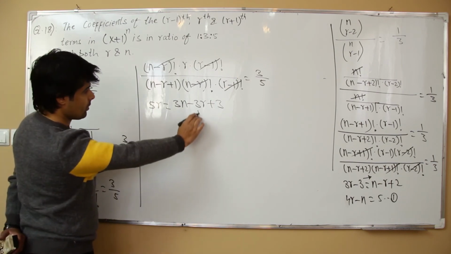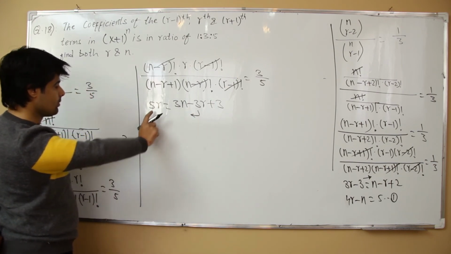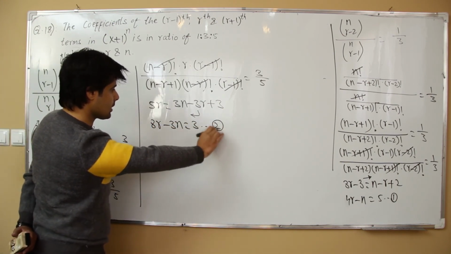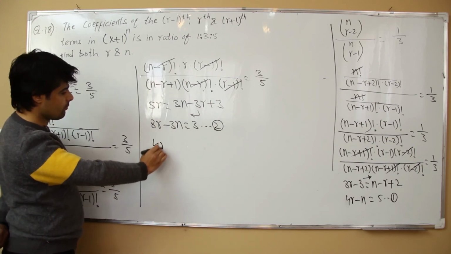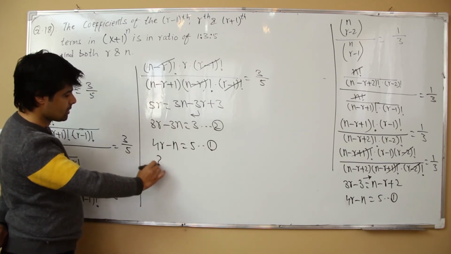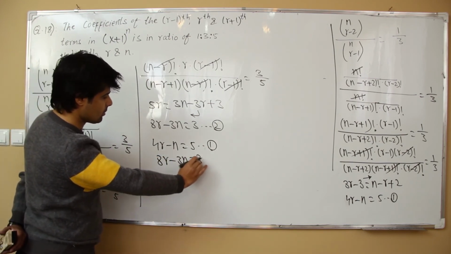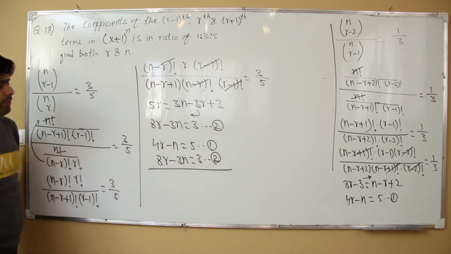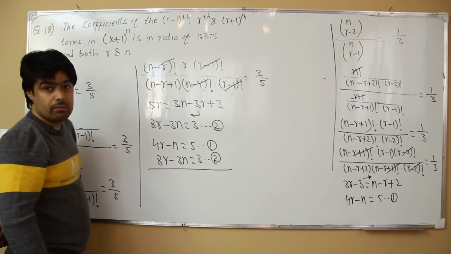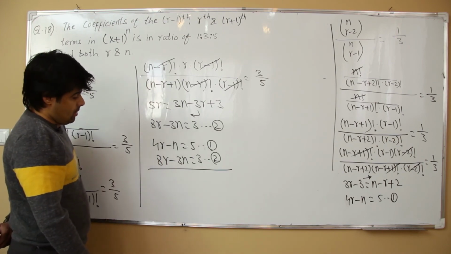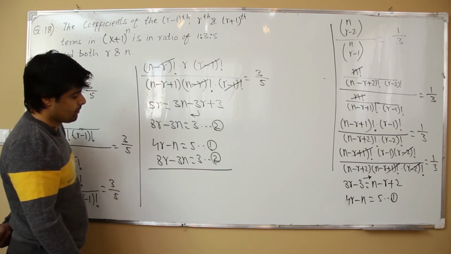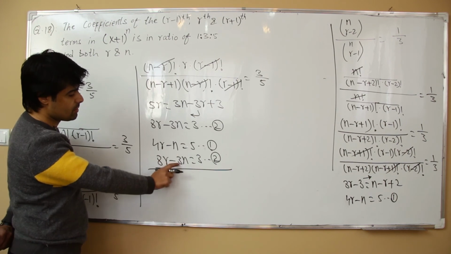Now solve it for r and n. 3 put here, it's 8r minus 3n is equal to 3. This is our second equation. The first equation is 4r minus n is equal to 5, and the second equation is 8r minus 3n is equal to 3. Now you can find r and n. Why? Because you have a two-variable equation. Which variable do I have to delete? n. It's easy. Why? Because the coefficient is smaller.